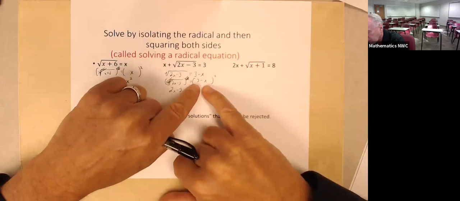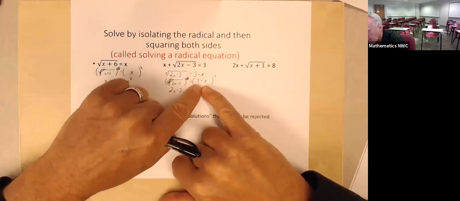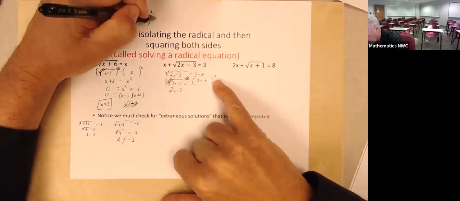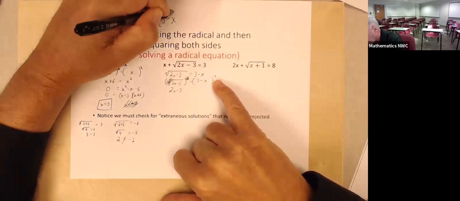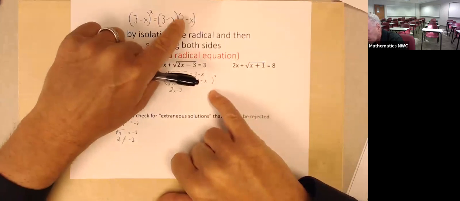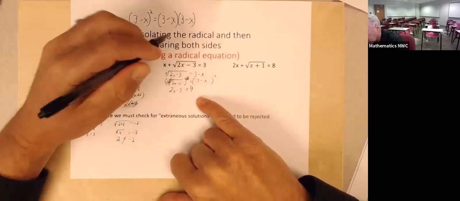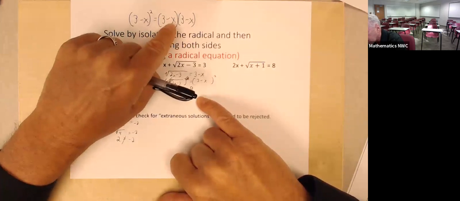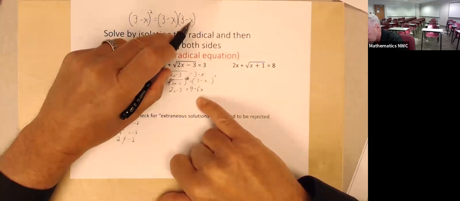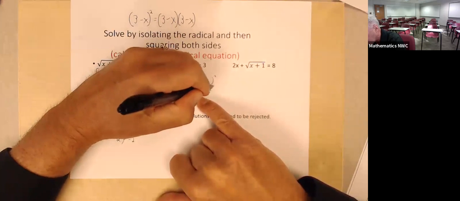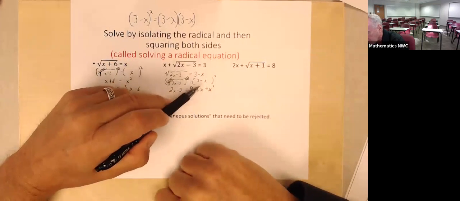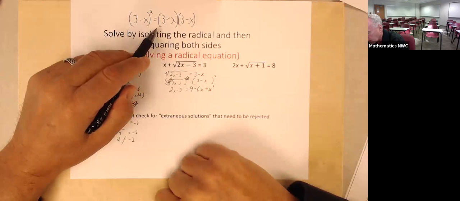This though now, watch carefully, this is a FOIL problem. 3 minus x squared. I'm going to put that up here. 3 minus x squared really is 3 minus x times 3 minus x. I need to FOIL that. 3 times 3 is going to be 9. I'm going to have a negative 3x and another negative 3x, which is a negative 6x. And a negative x times a negative x gives me x squared. Make sure that because this was a sum or difference, we had to FOIL it. Important that you pick that up.